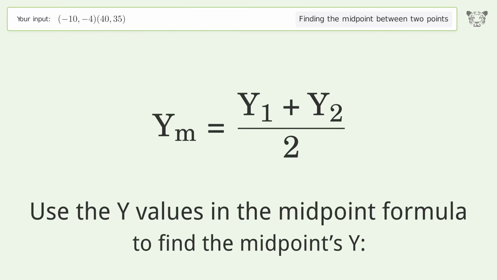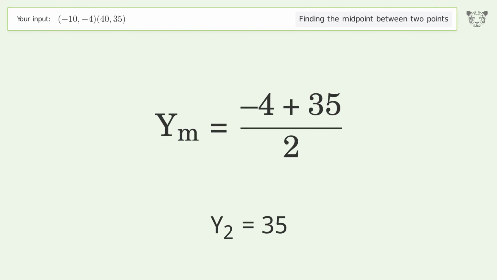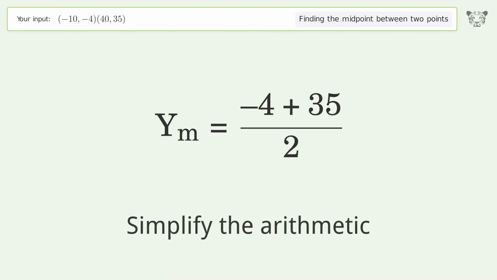Use the y values in the midpoint formula to find the midpoint's y. y1 equals -4. y2 equals 35. Simplify the arithmetic.